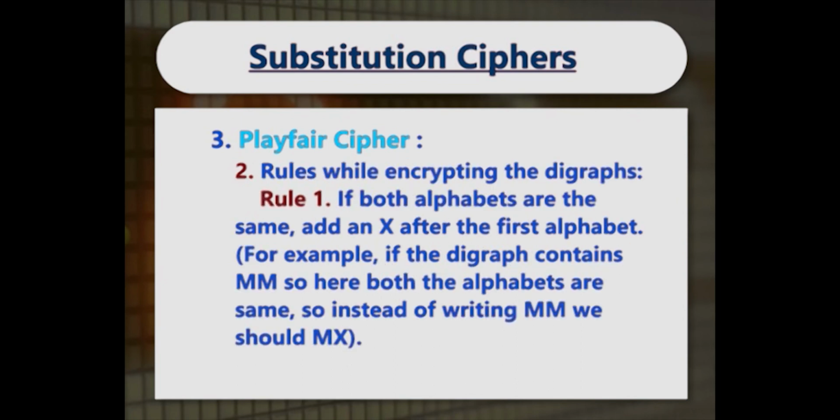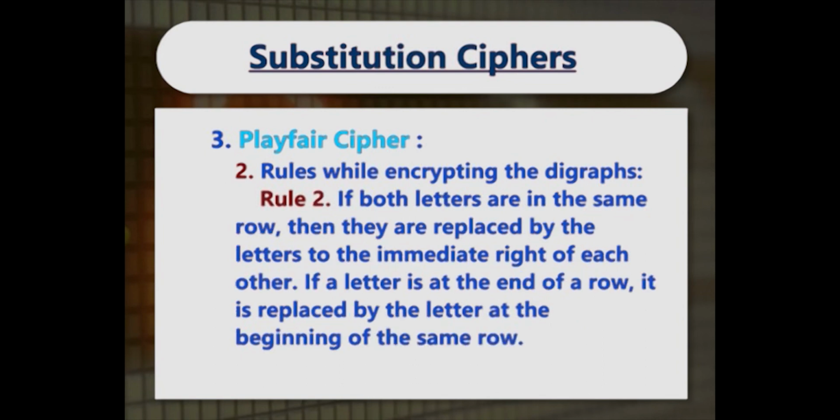Next, we have to keep in mind some rules while encrypting the digraphs. In the first rule, if both alphabets are the same, add an X after the first alphabet. For example, if the digraph contains MM, here the alphabets are the same, so instead of writing MM, we should write MX. Now, the next rule is if both letters are in the same row, then they are replaced by the letters to the immediate right of each. If a letter is at the end of a row, F for example, it is replaced by the letter at the beginning of the same row, that is letter L.